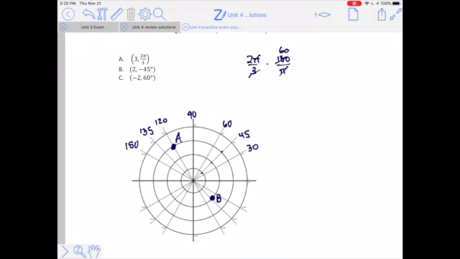So the way we talked about this in class is if we went to 60 degrees at the second circle here, and then rotated that 180 degrees to there, that's how we deal with plotting points when they have a negative r value like that.